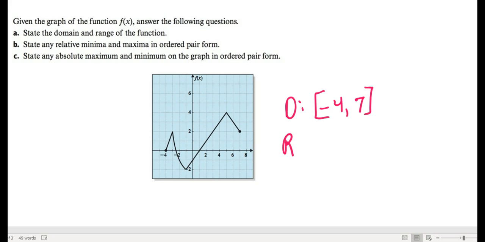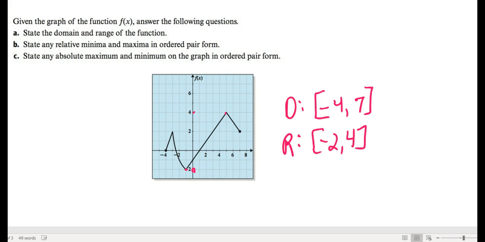Now our range, we're going to always go our lowest value to our highest value. The lowest value on our function would be -2. And our highest value on our function would be 4. So our range would be -2 to 4.